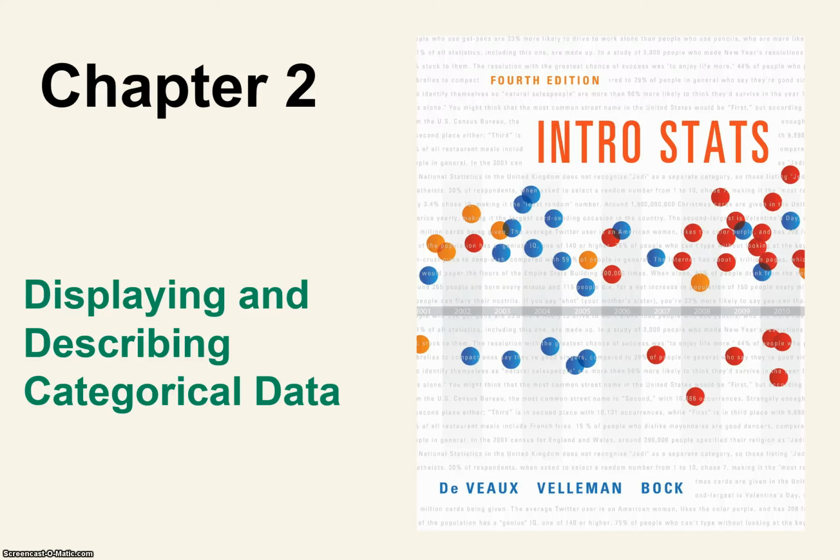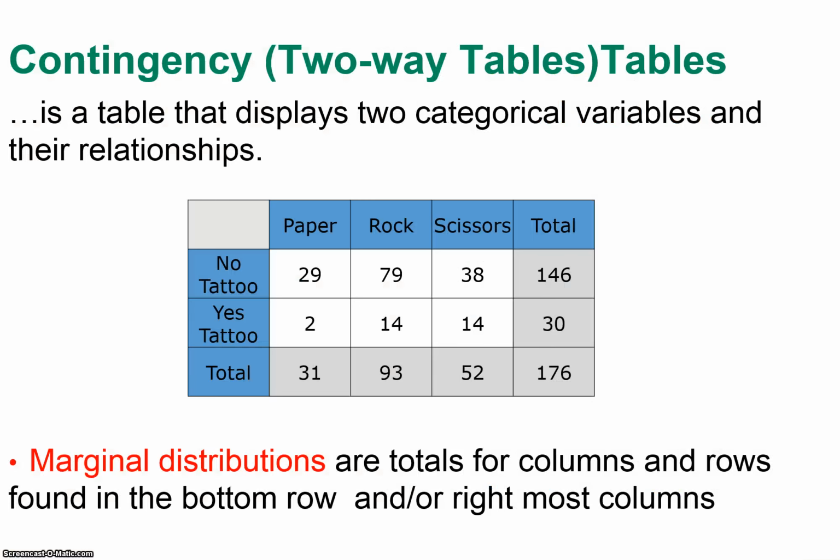Okay, I just wanted to talk about a couple of quick things in Chapter 2: the concept of marginal distributions, conditional distributions, and the concept of independence. So we're typically presented with data in a two-way table that represents two categorical variables and the relationships they have. So what we're going to do is take a quick look at these two variables here.